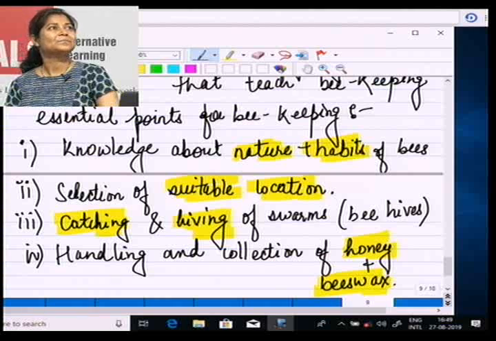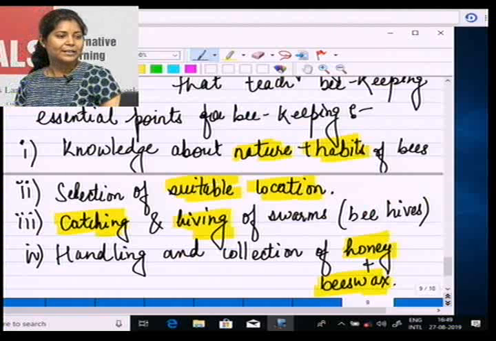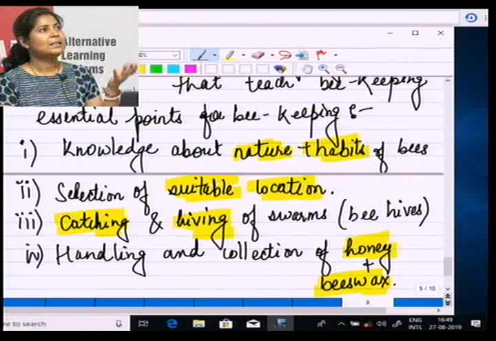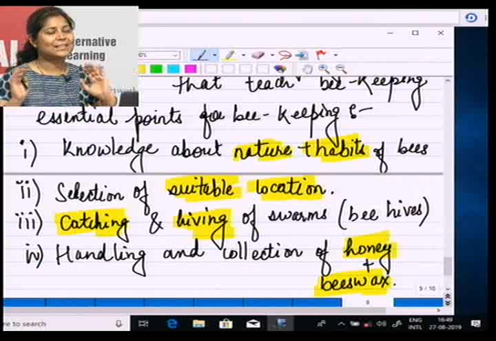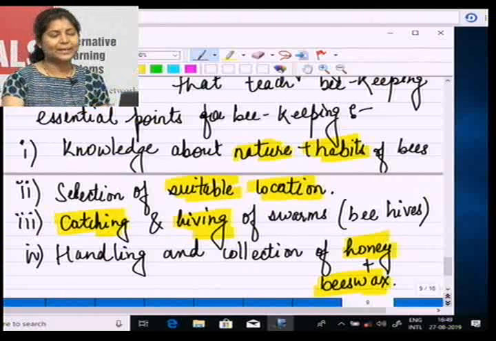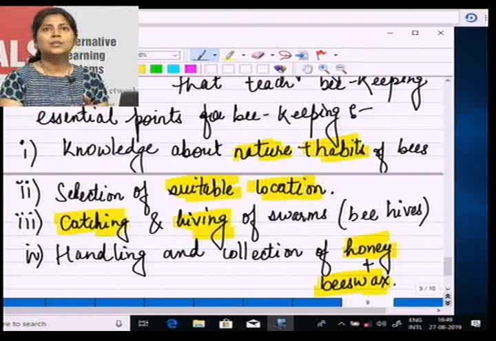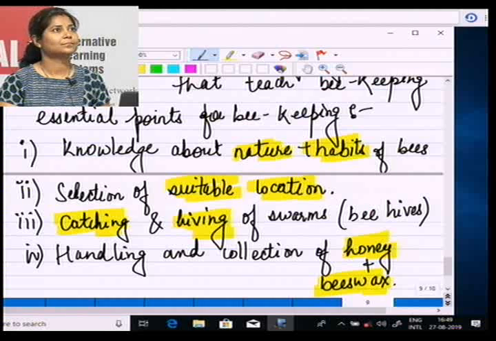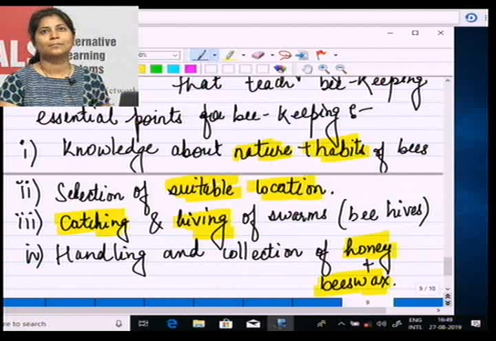Yes. Point 3 is not clear. Suitable location, Senapati, I mean to say is you should have good access to different flowers in those regions. So that is what is called a good location.